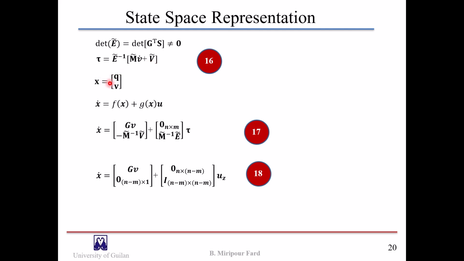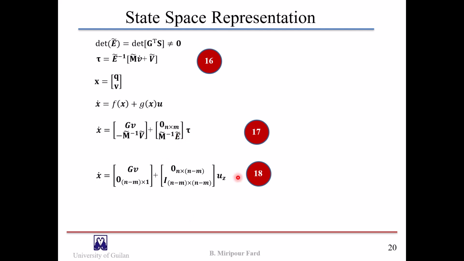By extending the state vector with velocities and presenting the system in nonlinear form, x dot equals f of x plus g of x times u, the state space representation of the system becomes equation 17, in which you can see the dimension of the zero vector, and also you can see the input.